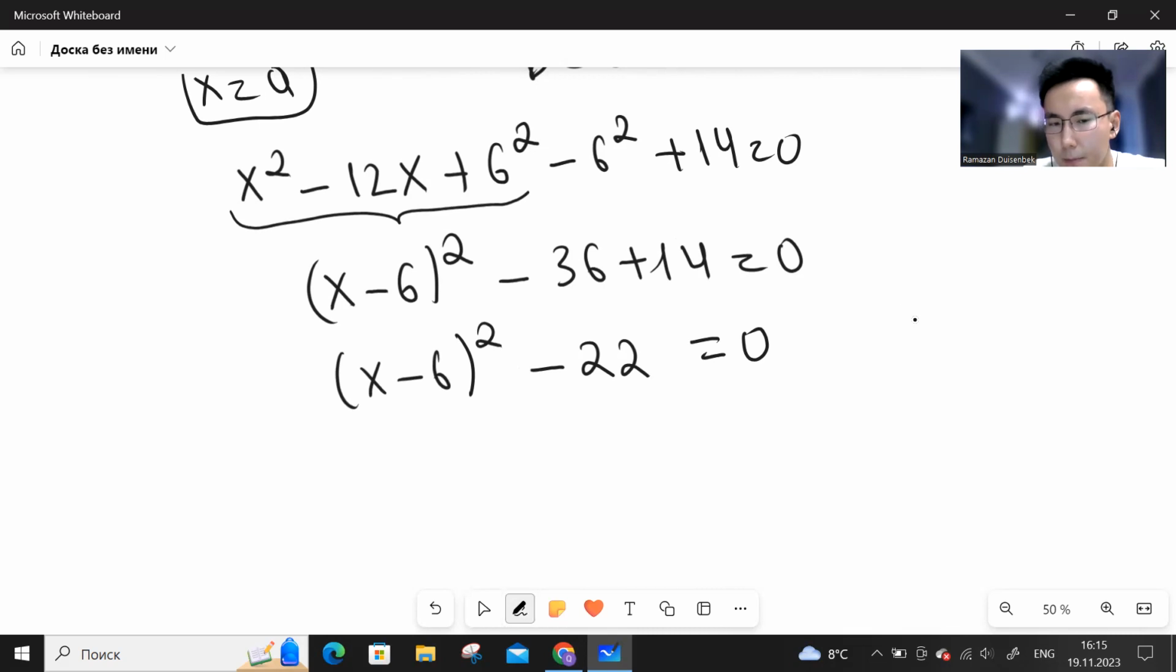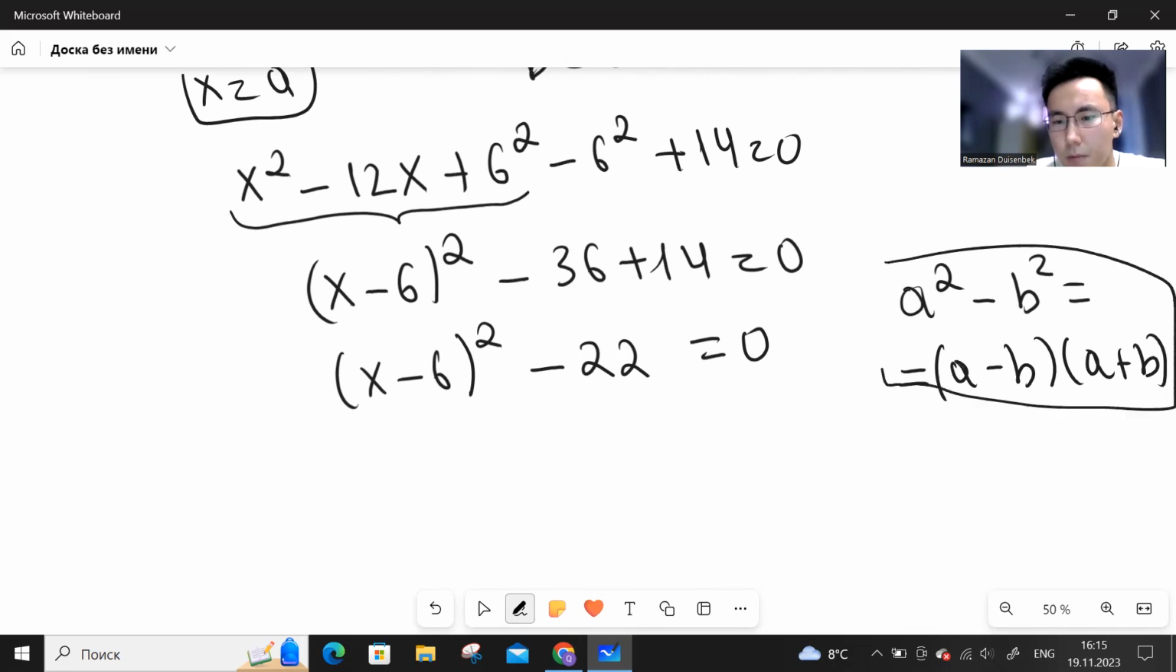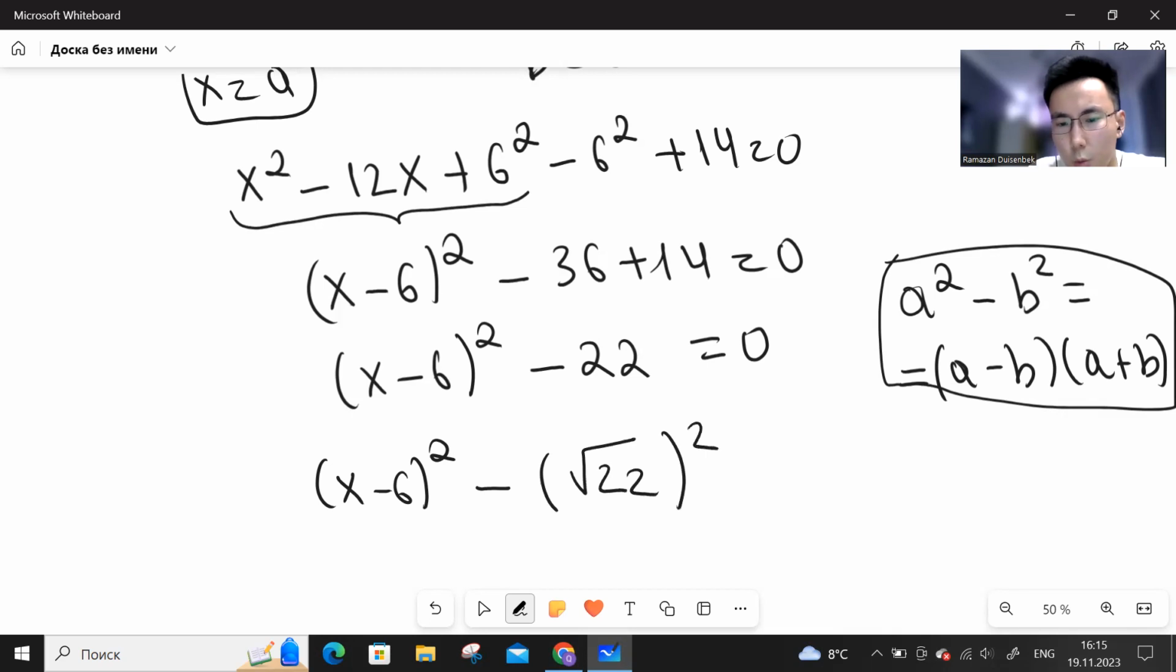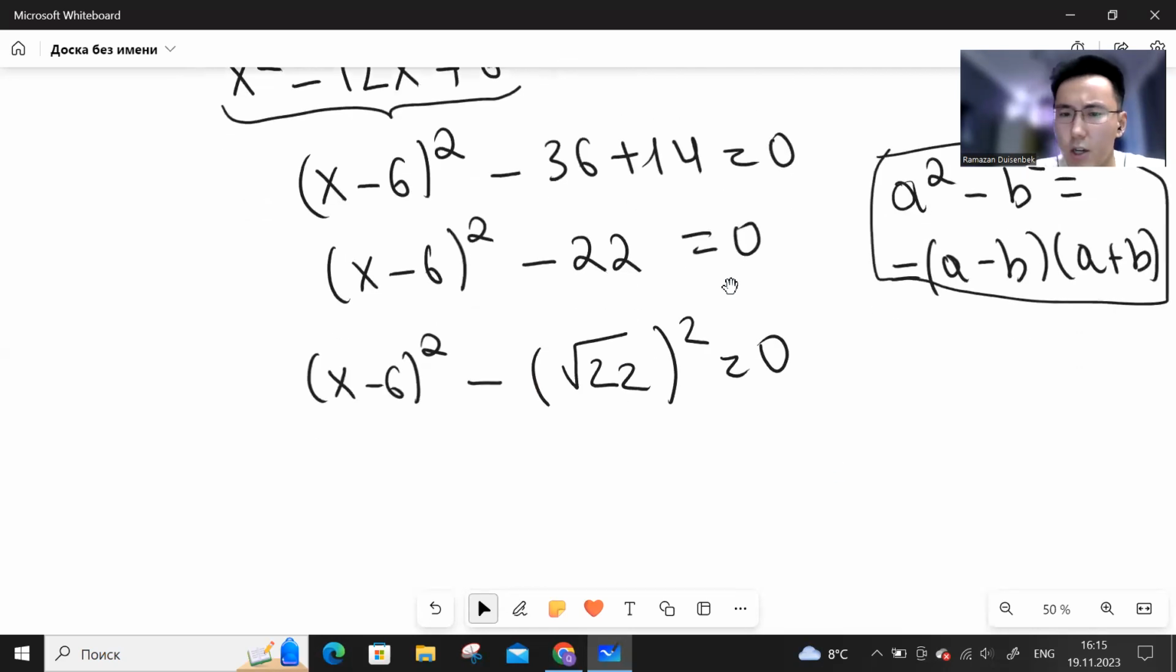The next step is this formula. A squared minus b squared equals a minus b, a plus b, from 7th grade. So I have a squared, something squared, and I need also something squared, that is b squared. So 22 is just the square root of 22 squared, because under the square root, the 2 in the power will just cancel and I will have 22. But I need a square. That's why I'm taking 22 under the square root.